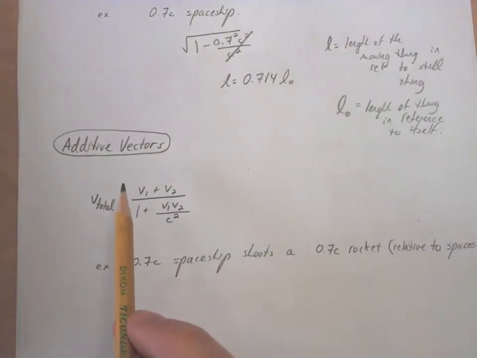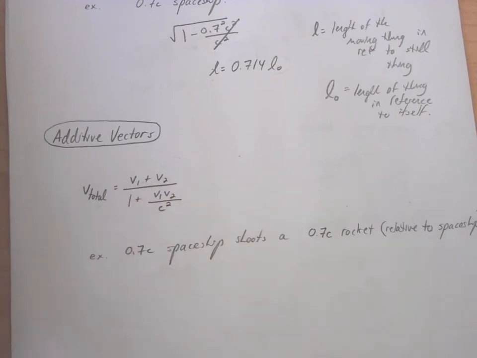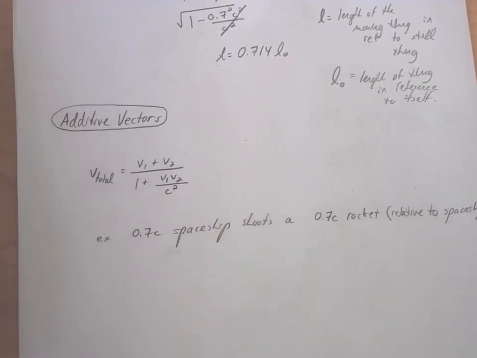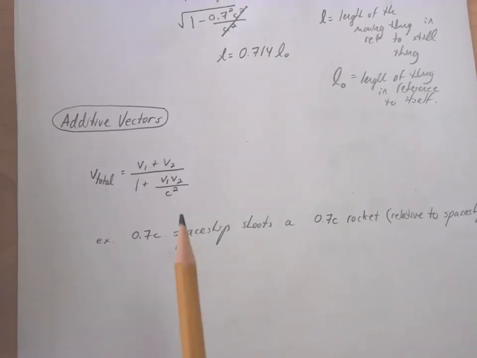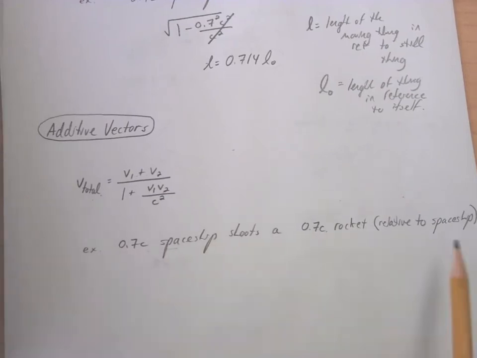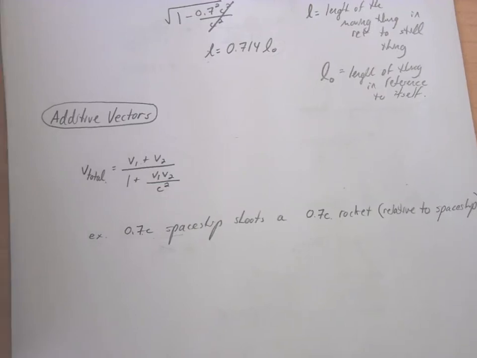Last of all, we have additive vectors. We have v total is v1 plus v2, over 1 plus v1 v2 over c squared. Why do we have this equation? Well, we want to know what happens when a 0.7c spaceship shoots a 0.7c rocket relative to the spaceship. How fast would it be going? Because we know c is the speed limit, and if we just add those two velocities, it would be 1.4c, which is more than c. And we know c is the limit.